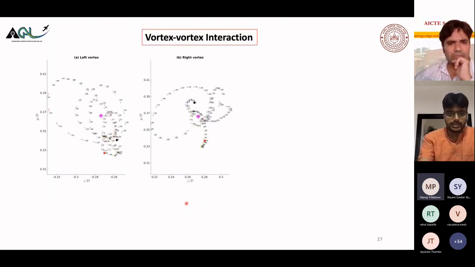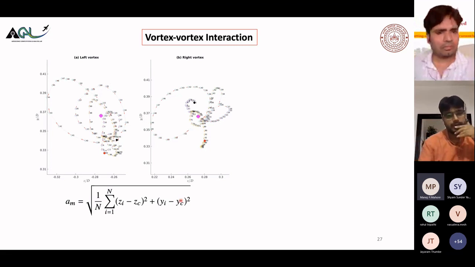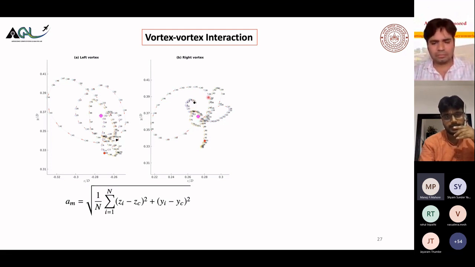Right. So again, these are the same vortices I have shown here. And I try to get the maximum amplitude. So what is A_M here? I have a mean vortex, which is shown by this purple dot. And I have the location of every single vortex, the instantaneous vortex. So basically I subtract the position of every single vortex from the mean, square it, divide by the number of vortices we have, and take the square root. So basically, this is the RMS of the amplitude, right?